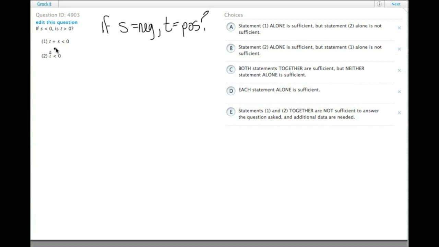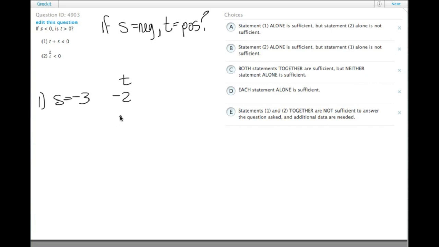Statement 1 tells us that t plus s is less than 0. So can we tell whether t is positive? Well, say s equals negative 3, and we need the sum to be less than 0, we could say t equals negative 2. So negative 3 plus negative 2 would be negative 5, that's less than 0.